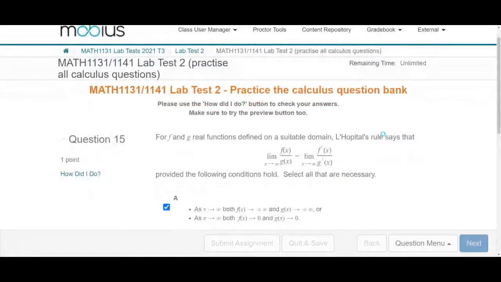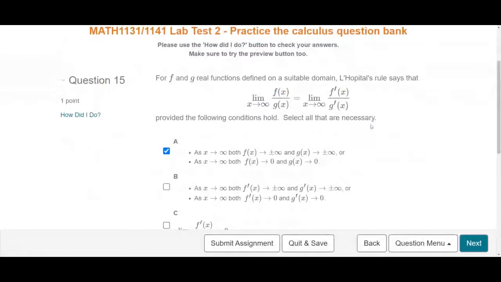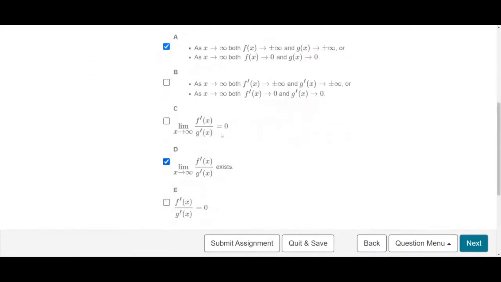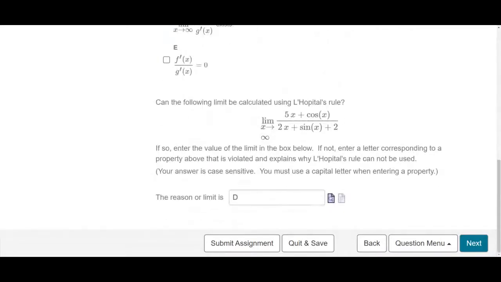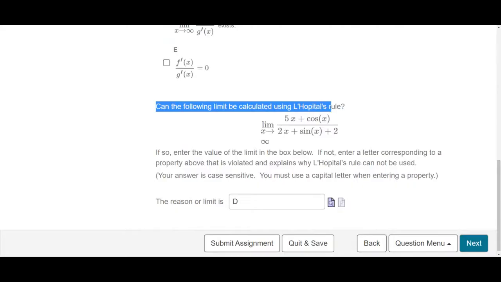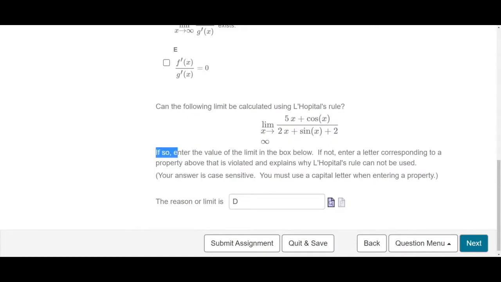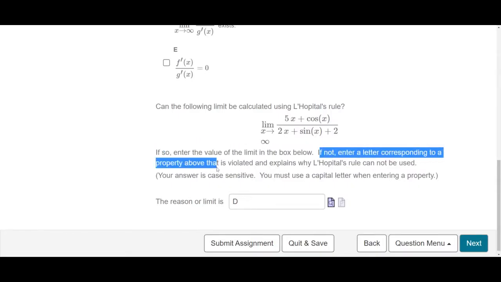So here's another one, almost the same. You can see it's the same question starting again, so we'll just choose the same answers as before. Then, can the following limits be calculated using L'Hopital's rule? If you can, enter the value of the limit. If not, enter a letter corresponding to the property above that is violated.